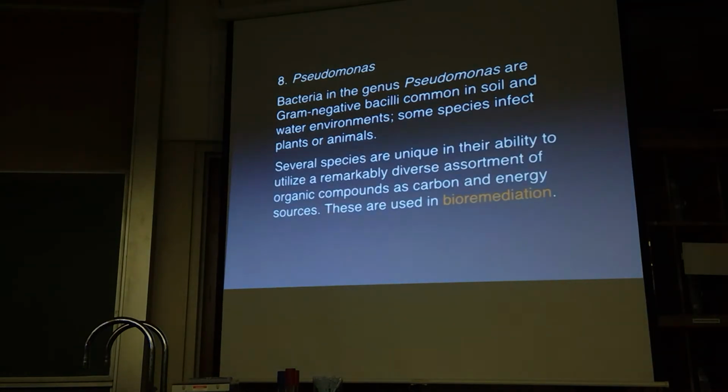More importantly, what we were taking advantage of when we did our enrichment was the fact that these bacteria can use unusual organic compounds as their source of carbon and energy. Some of them can use a very wide range, like 200 or more different types of chemicals. Because they can break down weird organic compounds, they're used in bioremediation.